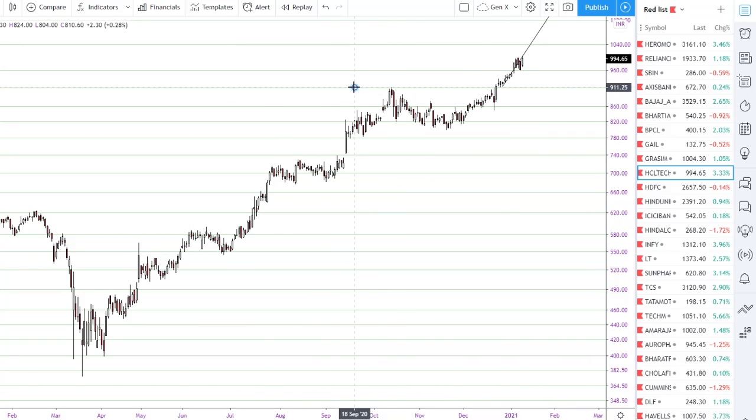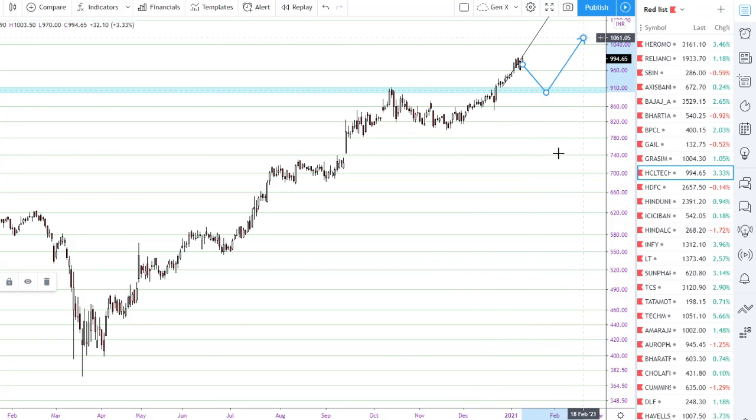Okay, the next one is HCL Tech. So this is a zone of interest. If price drops to this zone, only then I'll be looking for a buying opportunity. You might be wondering, what will you do if price simply goes up from here like this? Then I'm not interested in that particular trade. As simple as that. If I get an entry opportunity only when the price is within this marked zone, then I'll be looking for a possible buy opportunity.